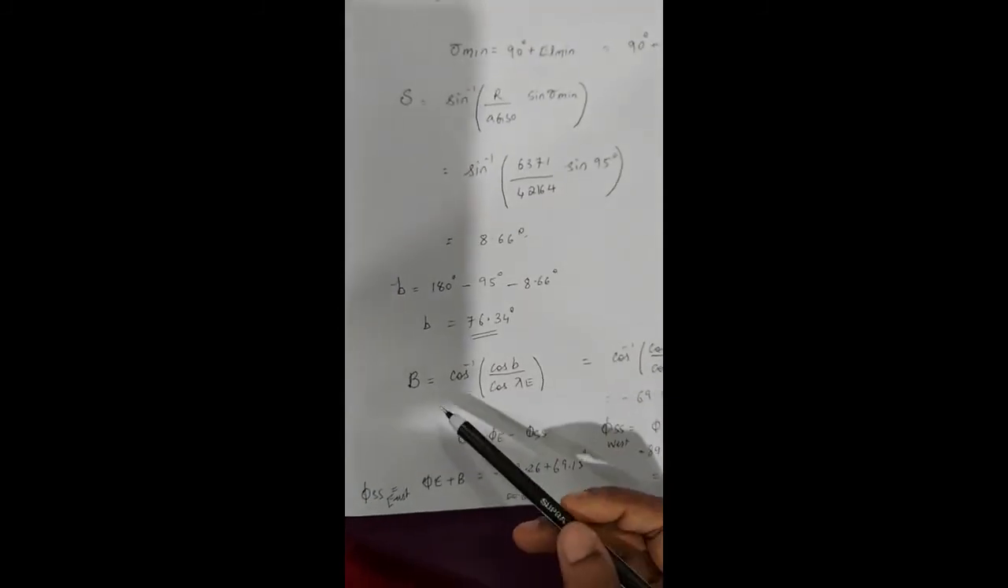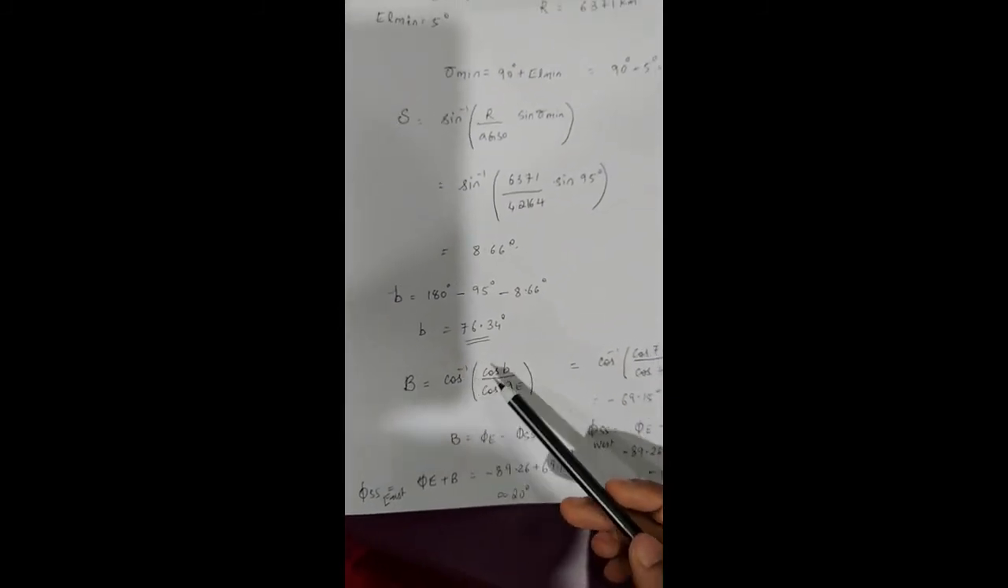I'll just recap this last part. Capital B we know is cos inverse of cos b by cos lambda E. So we substitute and find out the value of capital B. If we know capital B, we can easily find out phi SS. For the east it is phi E plus B. For the west, phi SS west is phi E minus B. We got phi E and the B value we know. So we substitute it here and we get minus 158 degrees for the west, and around 20 degrees for the east.